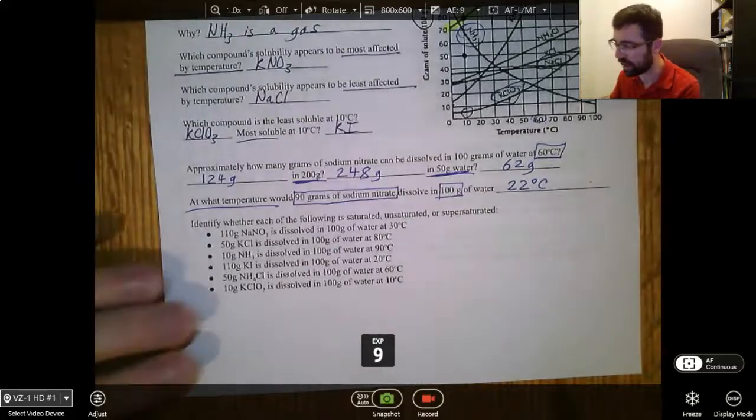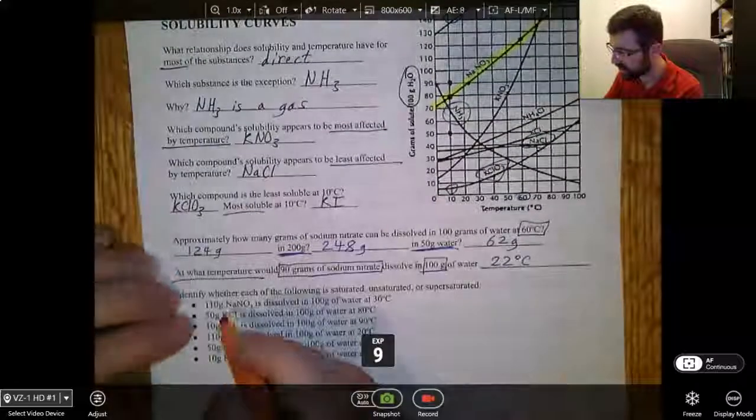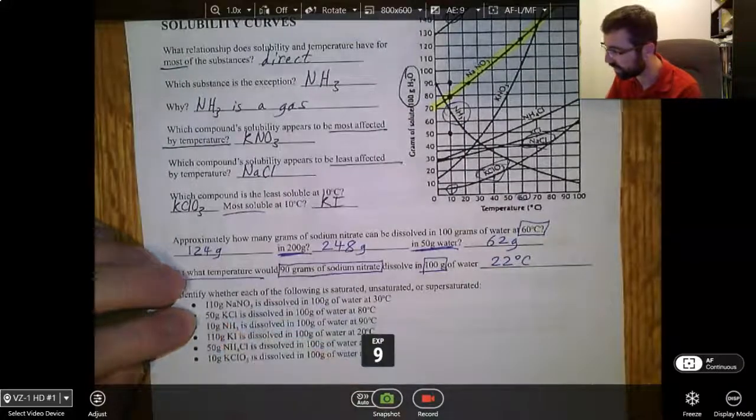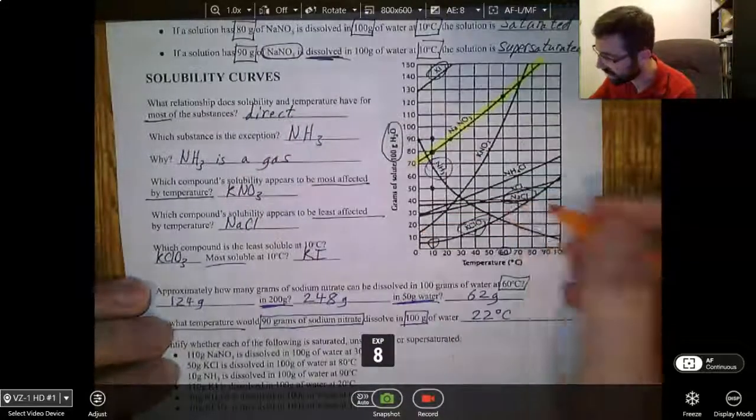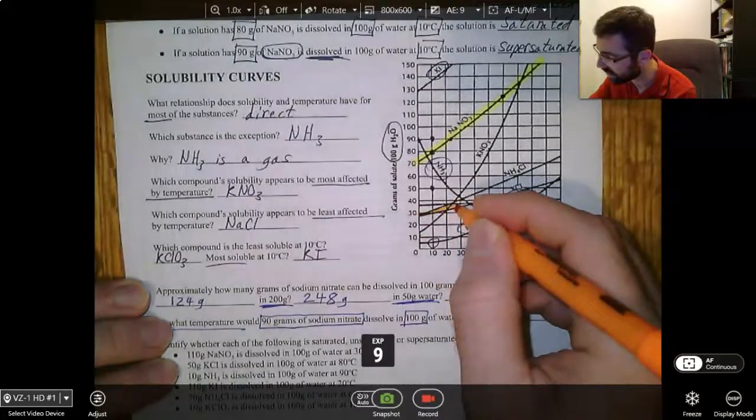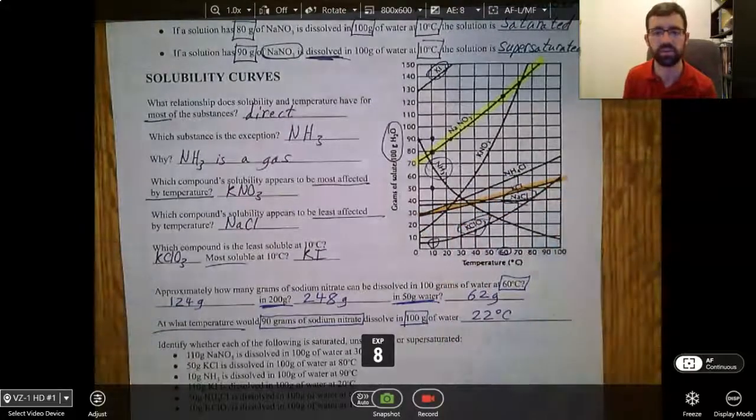Just one thing you might want to do is when you switch to a different type of compound like KCl, if you have a bunch of highlighters, you could highlight it in a different color, and that just might make it easier for you to separate which line is which.